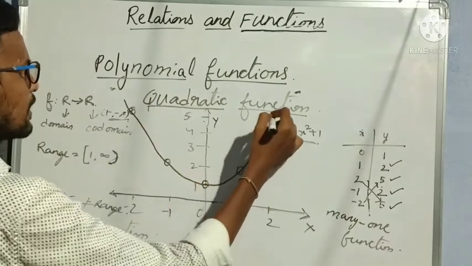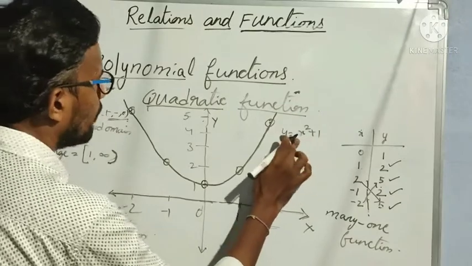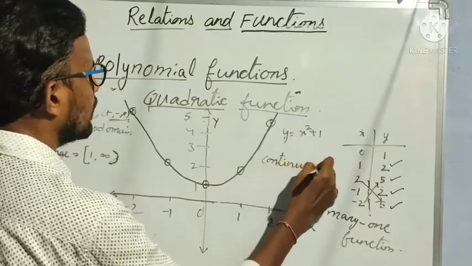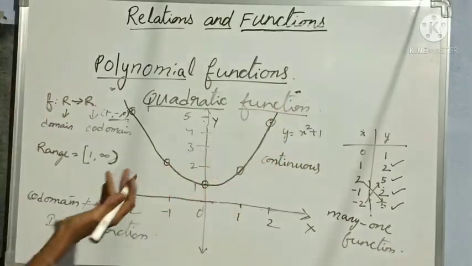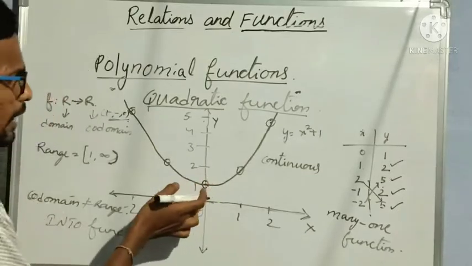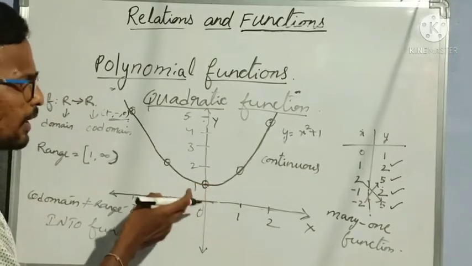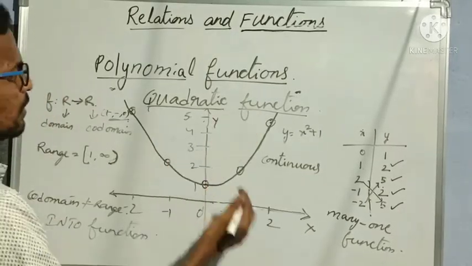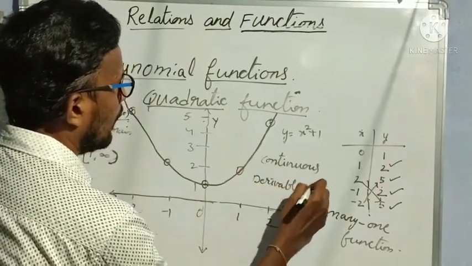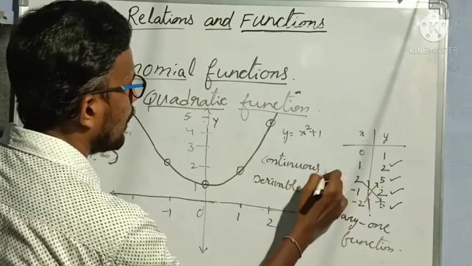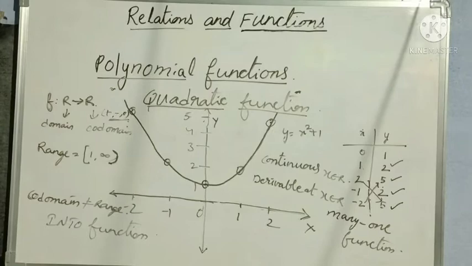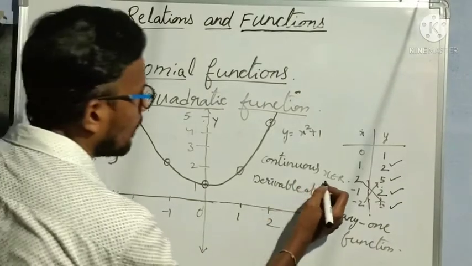That's why this is a what type of function? Continuous, right? And is it derivable or not? Yes, this is also derivable at all places. Are we observing any sharp corner here? No. So this function is derivable at every element of R, that is x belongs to R. Here also it is continuous at every element of R. Understood? Every element is nothing but every number which belongs to R.